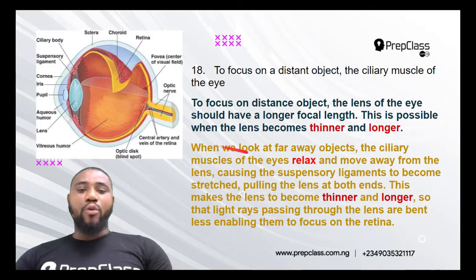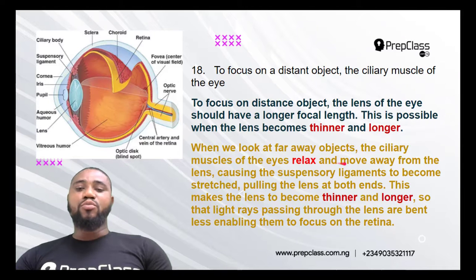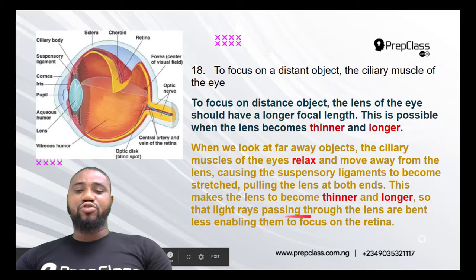Now look at what I said. When we look at faraway objects, the ciliary muscles of the eye relax and move away from the lens, causing the suspensory ligaments to become stretched. Once it relaxes, the suspensory ligament will become stretched, pulling the lens at both ends. This makes the lens become thinner and longer, so that light rays passing through the lens are bent less, enabling them to focus on the retina.